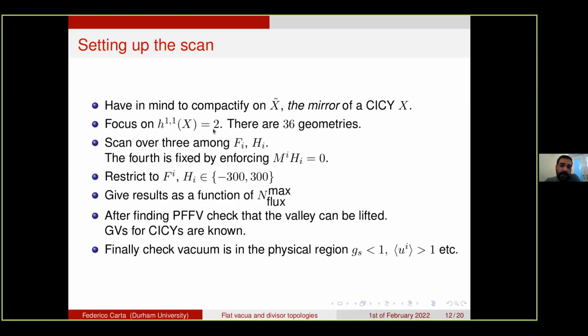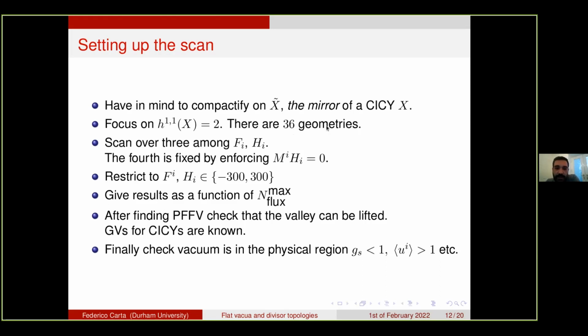For simplicity, we also focus on a not so ambitious case of just H11 equal to 2. We do this for two reasons. First, the scan already reaches this level, and second, in this case, all Kähler cones will be simplicial, and so it will be easier to analyze.